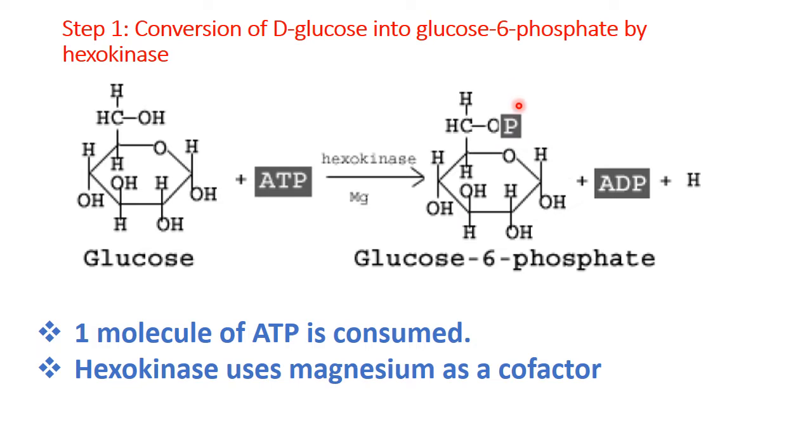So in the final product, one of the phosphate groups will move from ATP to glucose so that it can form glucose 6-phosphate, and of course the ATP will now be converted to ADP, and there will also be liberation of the hydrogen that was initially here.